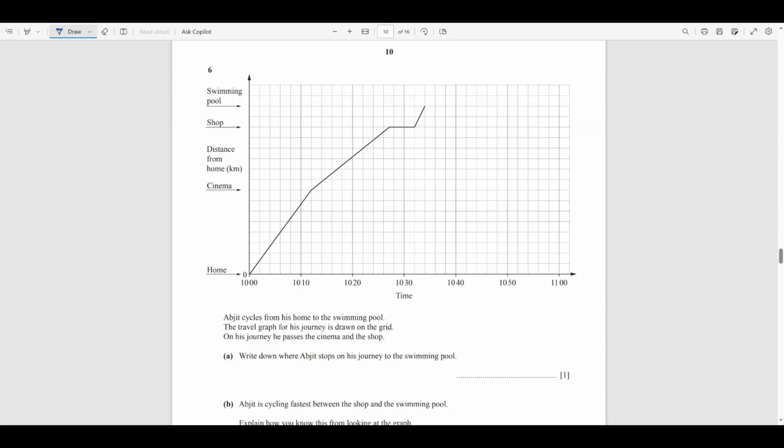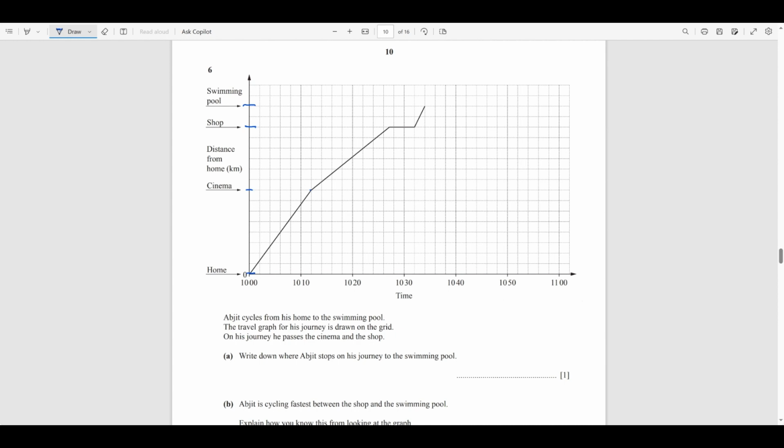Question number 6. Abjit cycles from his home to the swimming pool. The travel graph is here. Okay, then this is cinema. This is the shop and this is the swimming pool and this is his home. Part A, write down where Abjit stops on his journey to the swimming pool.